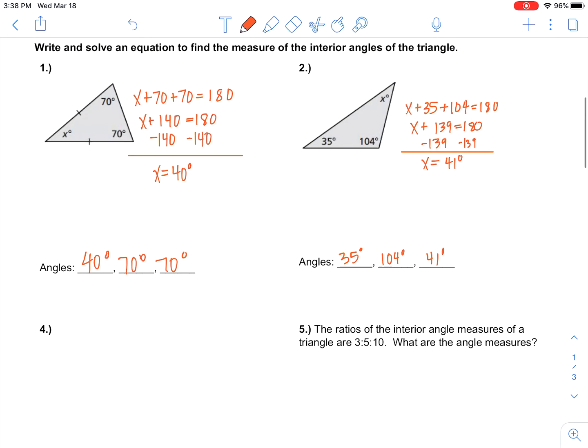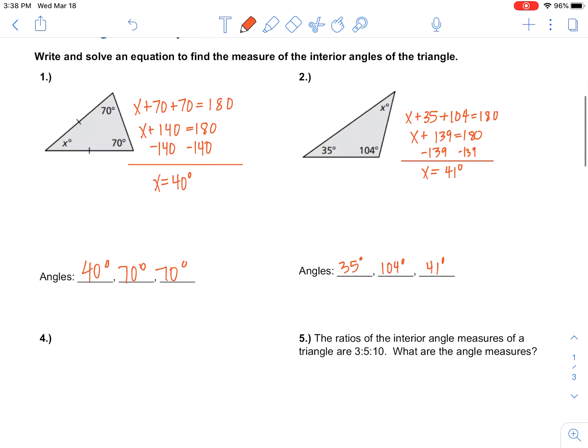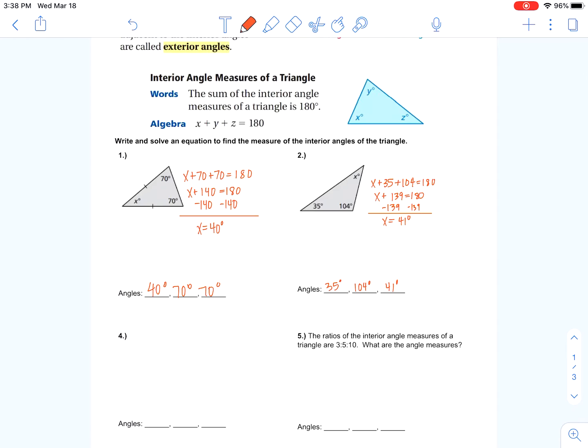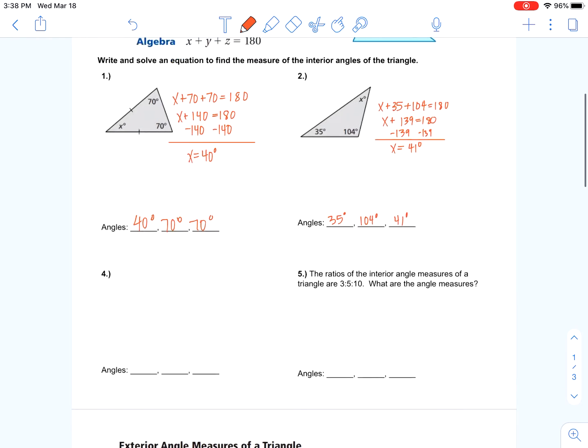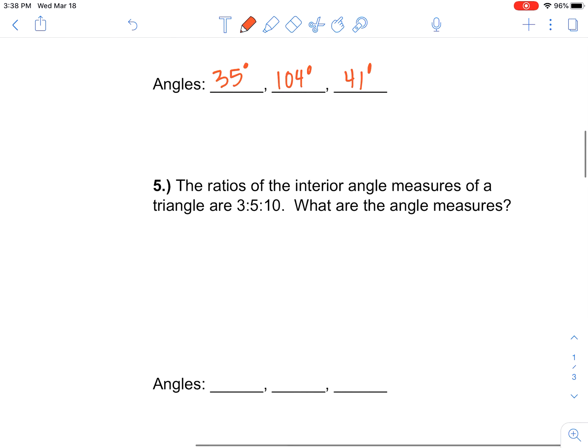I don't know what happened to example number 4 and why we skipped example number 3. So obviously we were in a rush to make these packets. So we're just going to skip over 4 and we're going to look at number 5 together. In number 5, the ratios of an interior measure of a triangle are 3, 5, and 10. So what it's telling you is that you don't know any of those angle measures. If you want to draw yourself a picture, you can. It does not have to be anything special.